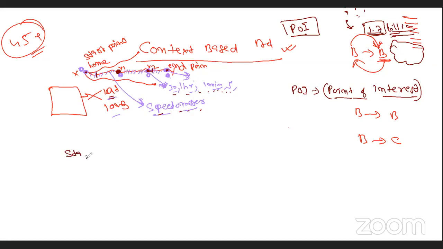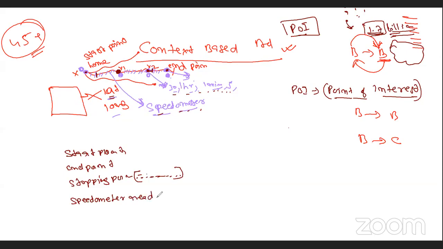A start point, then an end point, then stopping points. It could be any number of stopping points, so this is going to give you a list. Stopping point means everywhere I'm trying to get a latitude, longitude, lat long. This is called a stopping point, I would say. Then the speedometer reading I was able to get, and then I had POI information.